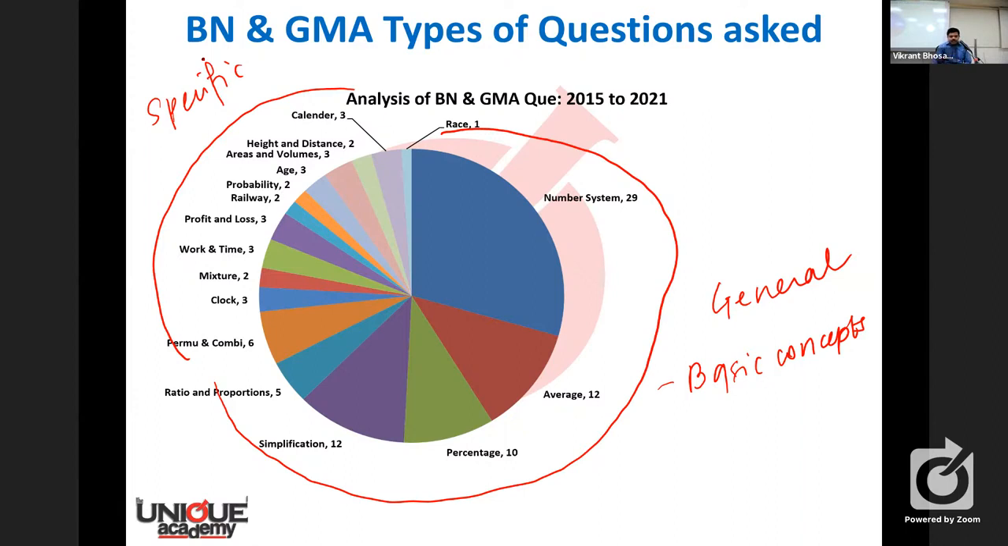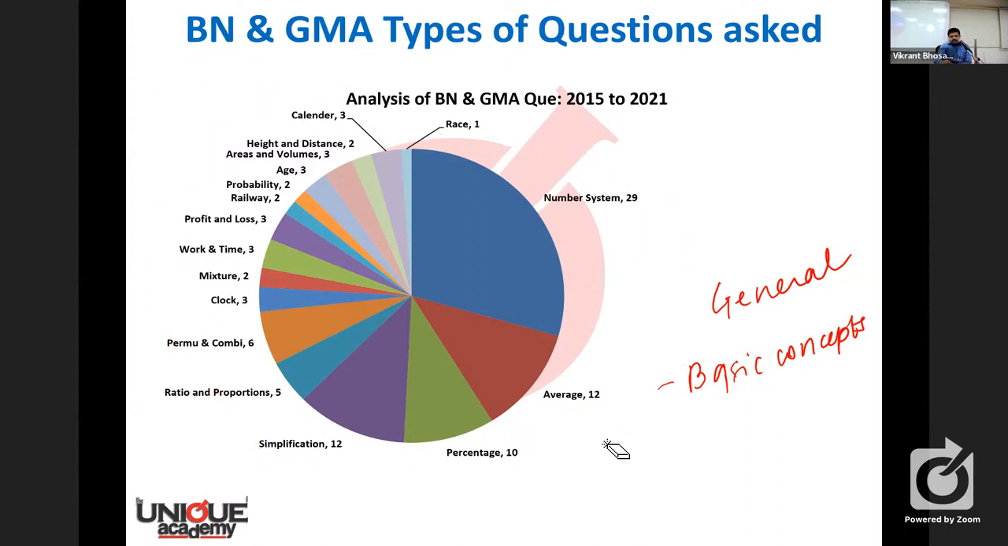ये कम आते हैं: permutation, combination, clock, mixture, work time, profit loss, railway, probability, age, area volume, height distance, calendar, race. Okay, these are the technical topics. But what is the thought behind all these topics? They are checking your conceptual clarity and ability to use concepts in everyday life. Are you getting my point? In mathematics also, they are trying to check your conceptual clarity and ability to use these concepts in day-to-day life.